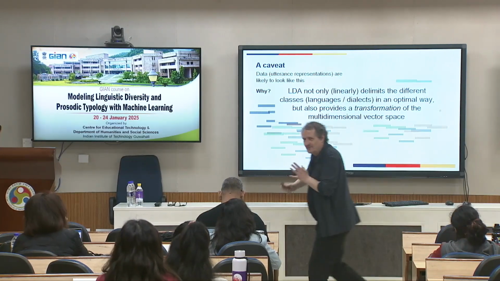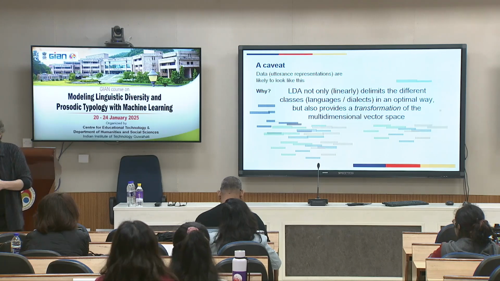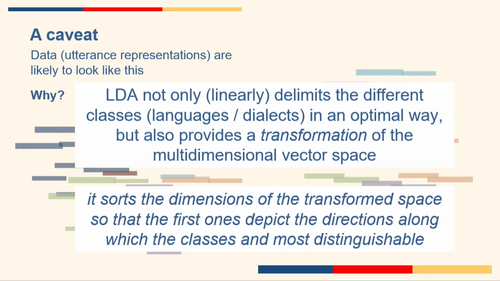Right? This is something which the LDA can also do. So it can transform the space, we can visualize the main direction of similarities. Again, in the afternoon, we will do these things on our data. So it sorts the dimensions of the transformed space. Doesn't really sort, it sort of transforms them in some sense, so that the first resulting dimension depicts the dimension along which classes are most distinguishable, etc.